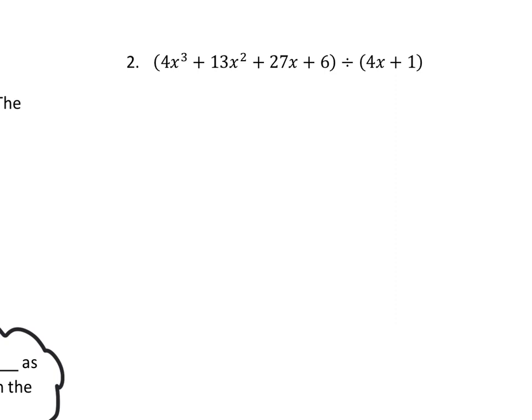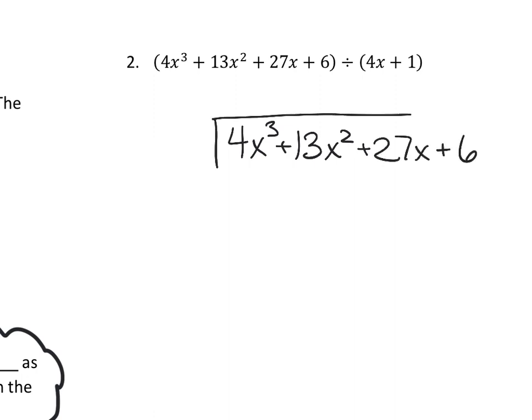Okay, did you do this? Did you do 4x cubed plus 13x squared plus 27x plus 6 on the inside and 4x plus 1 on the outside? Did we do that? Great, we can set them up. Amazing. Now we need to do our steps. The steps are divide, multiply, subtract, bring down, repeat. The first time we divide, we're dividing something from the dividend, this number, and something in the divisor. What two things are we actually dividing here to figure out our numbers?